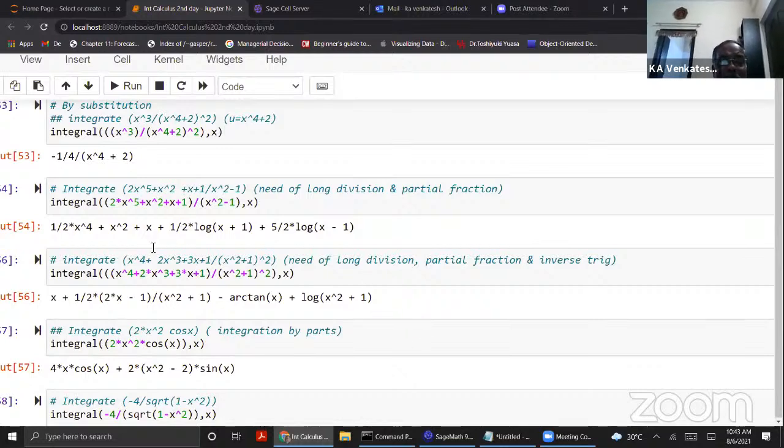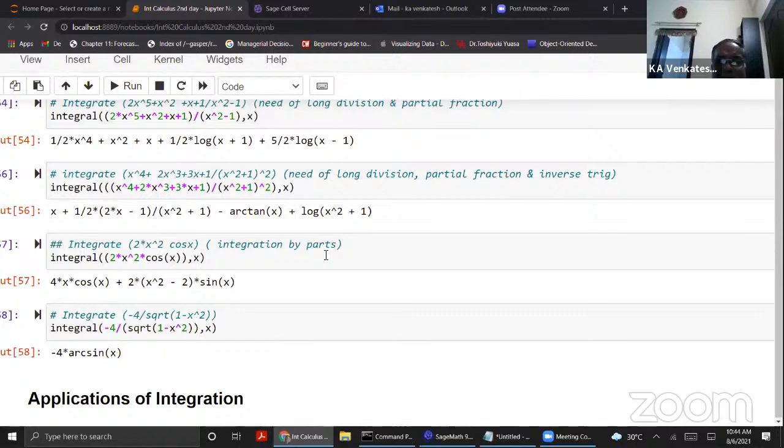Integration by parts is also the same way. Look at the previous problem: if you solve by hand, what is that? x power 4 plus 2x cube plus 3x plus 1 divided by x square plus 1 whole square. We need long division, partial fraction, then inverse trigonometry substitution. You have to draw the triangle, find the theta, then substitute here. All those things are done easily. But in order to make the student understand, a couple of problems are solved by both ways, then we can use the tool and say that you can verify. The answer is given. The student can do it by hand and verify it easily.